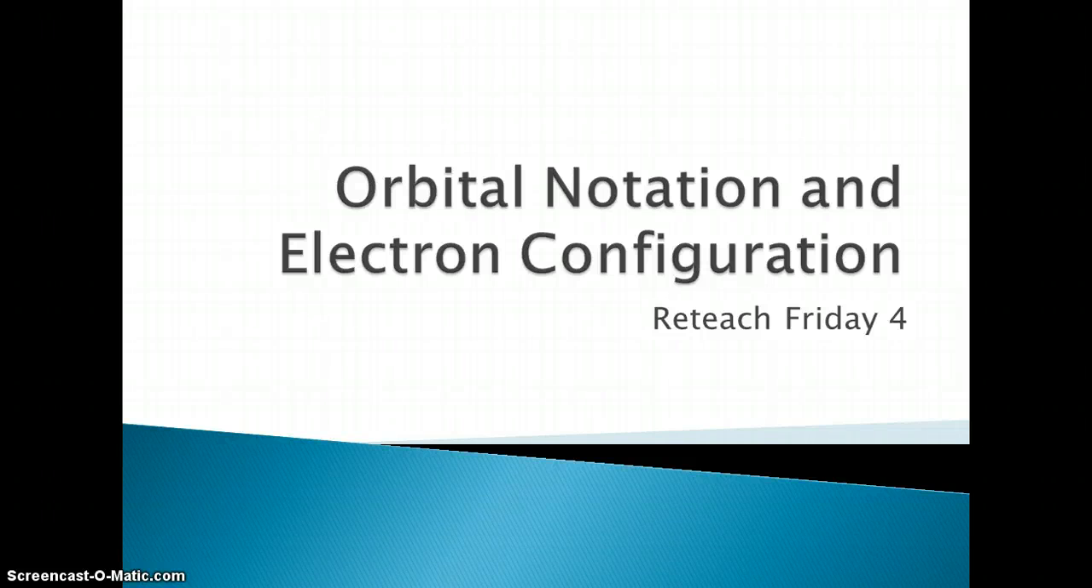Today we're going to be talking about orbital notation and electron configuration for Reteach Friday 4. So you should have a station handout for this station, and you should be copying down the notes to begin with. Once you're done with the notes, you are going to do the worksheet that is attached to it.